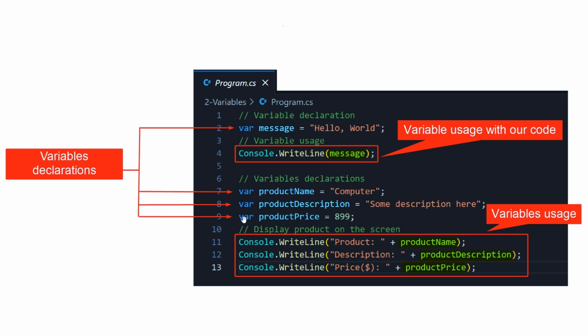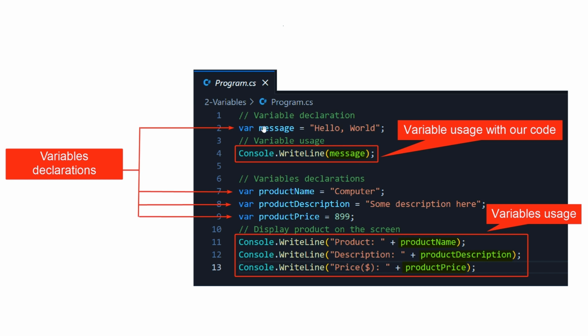Same thing here. We can always say int product price is equal to 899, where int is a type. But in our case, we used var and we put an integer within that variable. So C Sharp will understand that our type is actually an integer. It's very simple. As you can see here, we have declared four different variables and we have used them based on the requirement of the program.